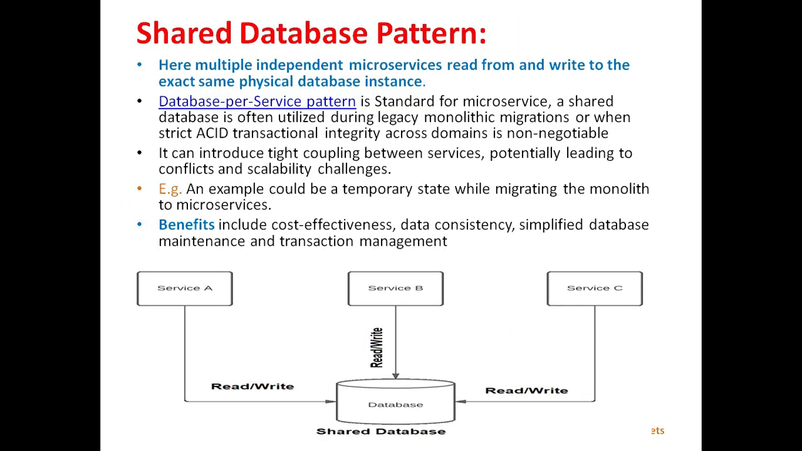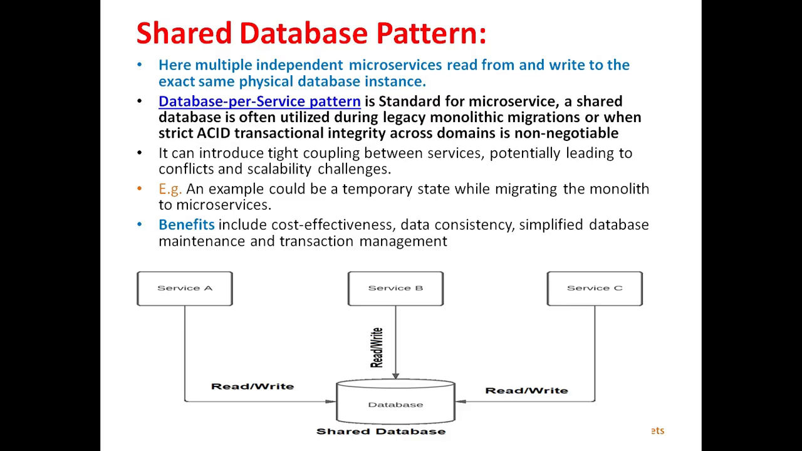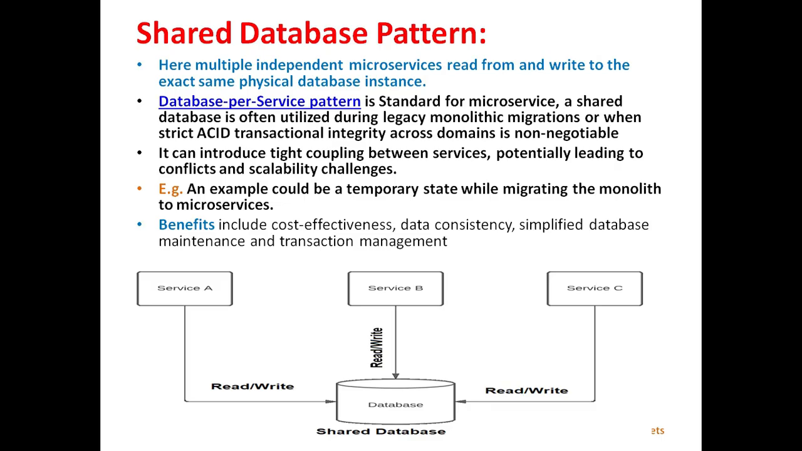Then shared database pattern. Here multiple independent microservices read from and write to the exact same physical database instance. Even though database per service pattern is standard for microservices, a shared database is often utilized during legacy monolithic migrations or when strict ACID transactional integrity across domains is non-negotiable. It can introduce tight coupling between services, potentially leading to conflict and scalability challenges. An example could be a temporary state while migrating from monolithic to microservice. Benefits of this pattern include cost effectiveness, data consistency, simplified database maintenance, and transaction management.